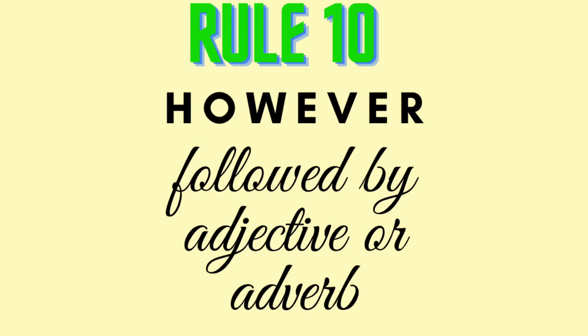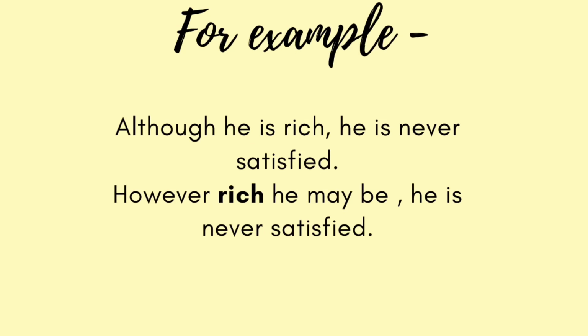Rule 10 is however. The relative adverb however is followed by some adjective or adverb. Let's see the example. Although he is rich, comma, he is never satisfied. However rich he may be, comma, he is never satisfied. You can see in the answer that however is followed by rich, that is the adjective.